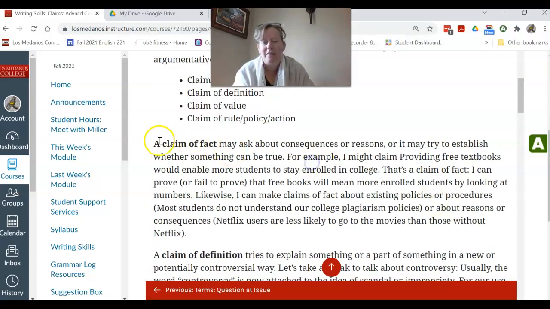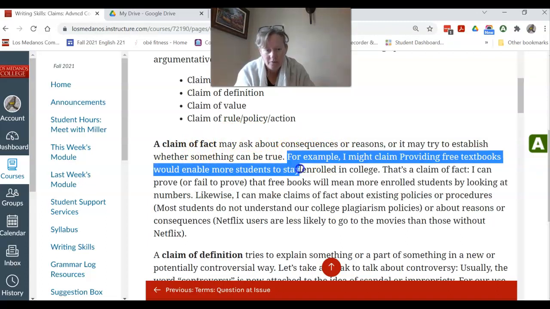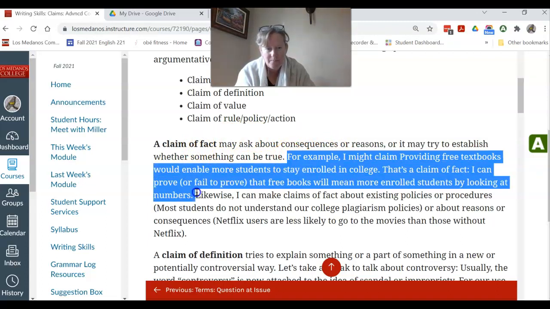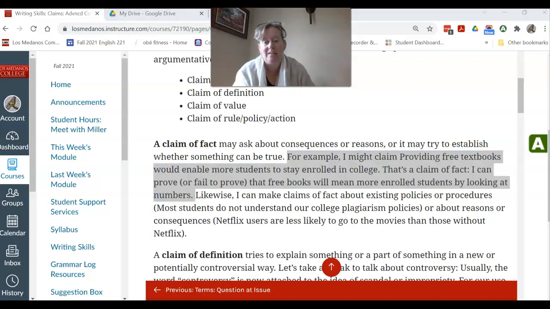The claim of fact. This is about whether or not something is true. You can look at here, right? The claim of fact is something that can be proven with data, with statistics. It's an argument that is much more heavily based in logos.